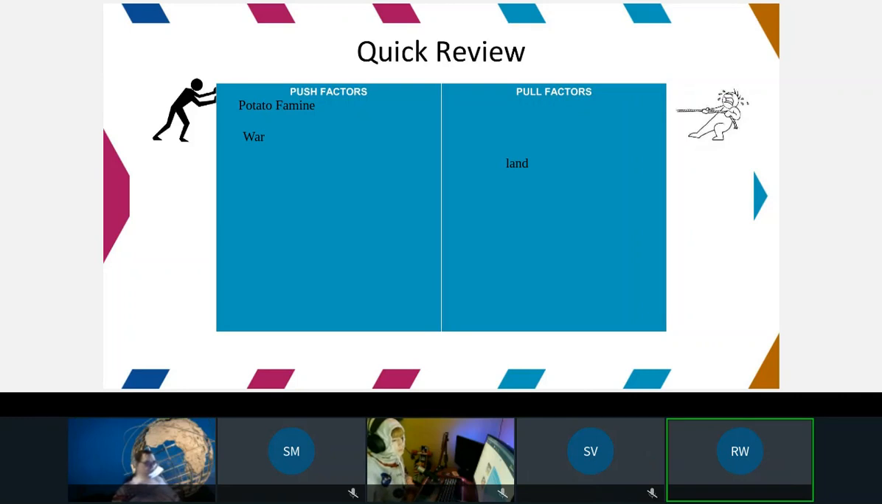For push factors, there is the potato famine or an increase in taxes. For pull factors, there's land and more jobs. Right? Give me some more examples of push and pull factors. Try to think of some original things that you might come up with.